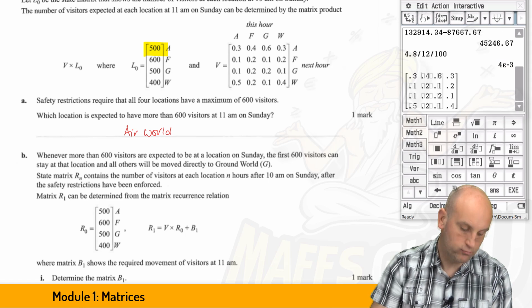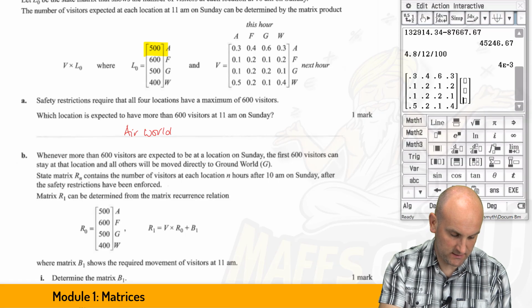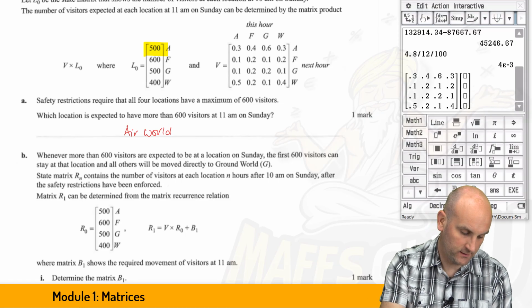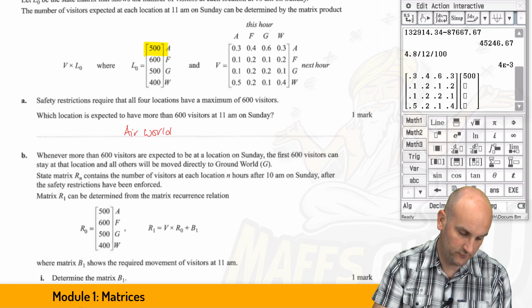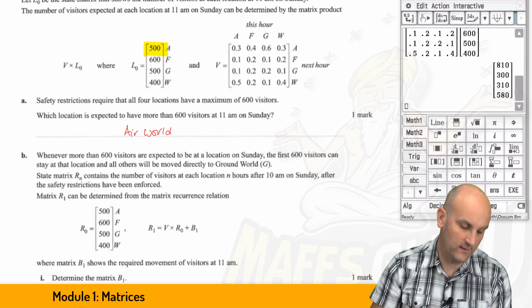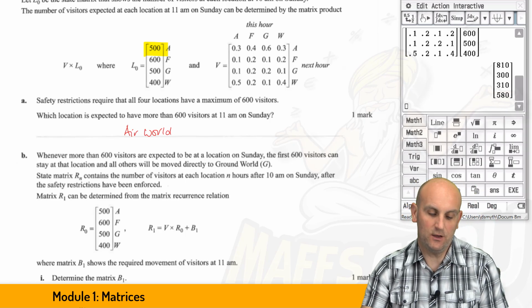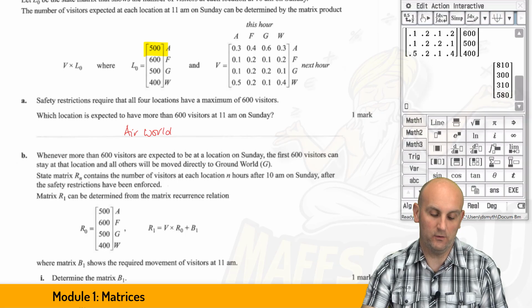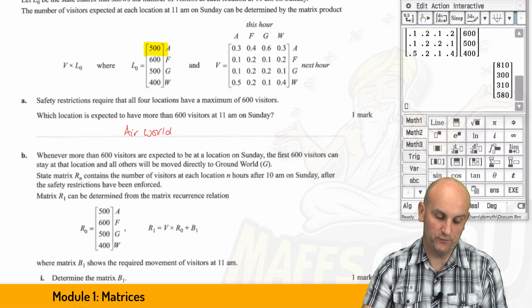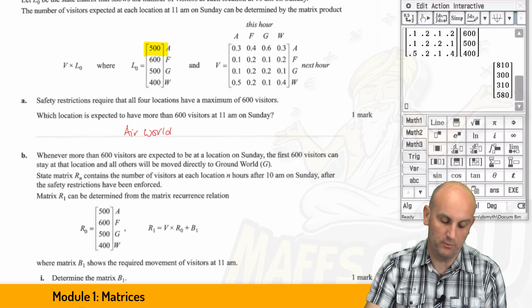0.3. That took a long time to type, and let's do this one now. We want that one, so we're going to times it by 500. No, 500, not 50, 500. 6, oh dear me, butterfingers, 600, 500, and 400, and there we go. Out came 810. So that A, which was Airworld, basically gave me the value that was more than 600. Now this information then became important to me.